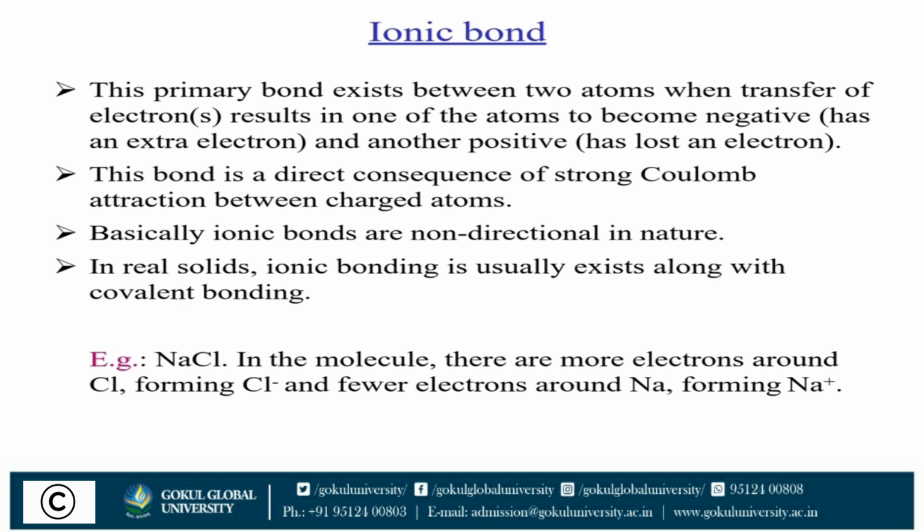An ionic bond, also called a primary bond, exists between two atoms when transfer of an electron results in one atom becoming negative and the other positive. That means the interaction of both atoms creates an ionic bond. This bond is a result of a strong Coulomb attraction between charged atoms. Basically, ionic bonds are non-directional in nature. Real solid ionic bonding usually exists along with covalent bonding.